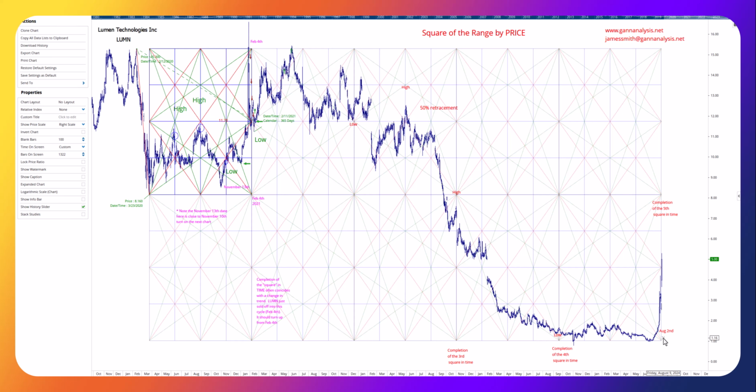Ideally, this square would have completed back here in July, and then you start moving up. But it's not always perfect. It looks like it started early, but I really like the fact that it double bottomed two squares down in price. I really think that's pretty cool. That's the big message I wanted to get across.